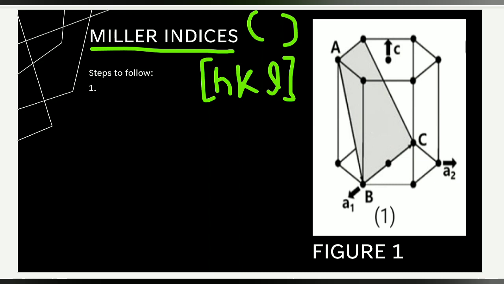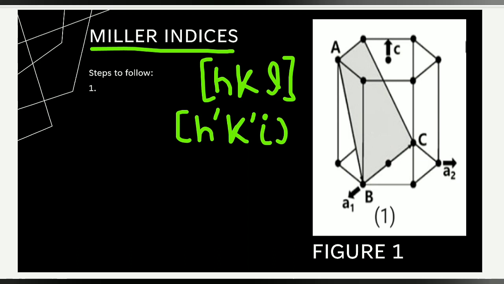So in case of directions we use square brackets, while if Miller indices are H, K and L, then Miller-Bravais indices will be represented by the corresponding prime numbers. Okay, H prime, K prime. I'll tell you how and which coordinate will determine which of these indices, I prime and L prime.